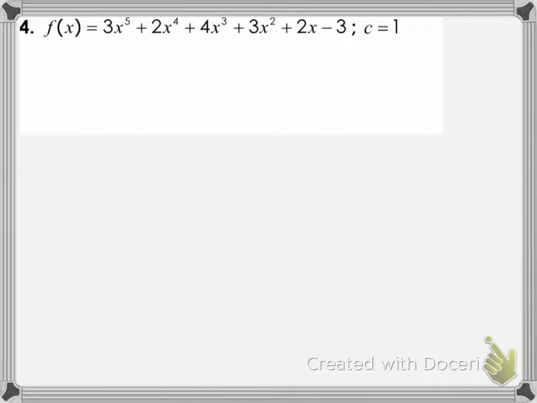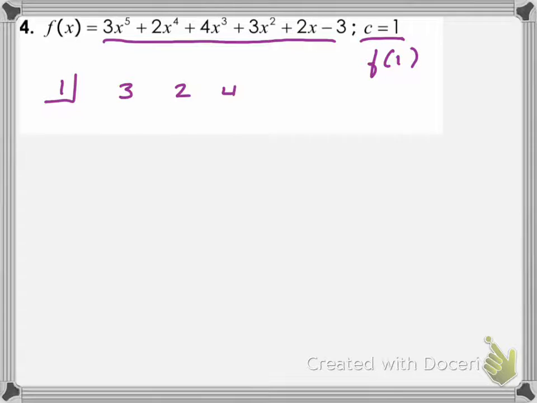So let's do one more together, and then I'll have a few done out. Here is your function, and it wants c is 1, so it's really saying what is f of 1. So let's do a 1 and 3. We're looking for missing terms. It looks like they're all there. 3, 2, 4, 3, 2, negative 3.